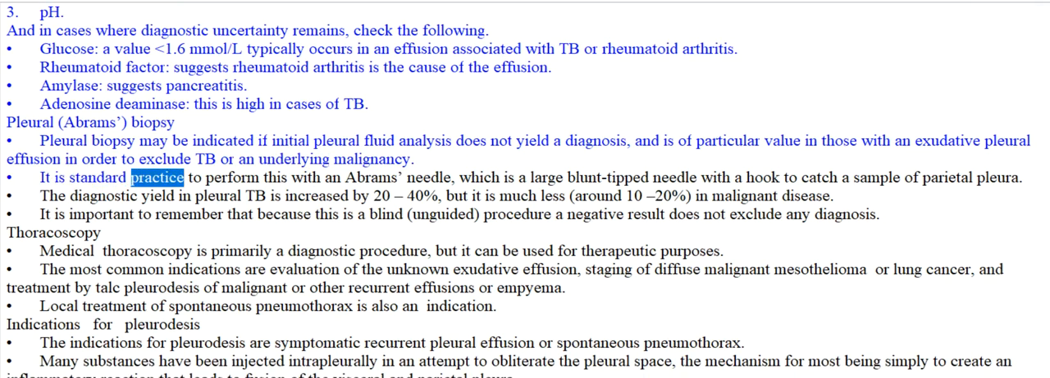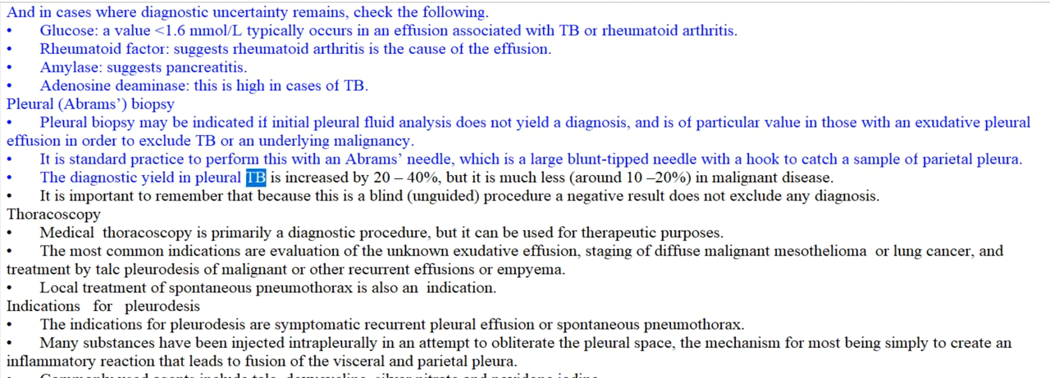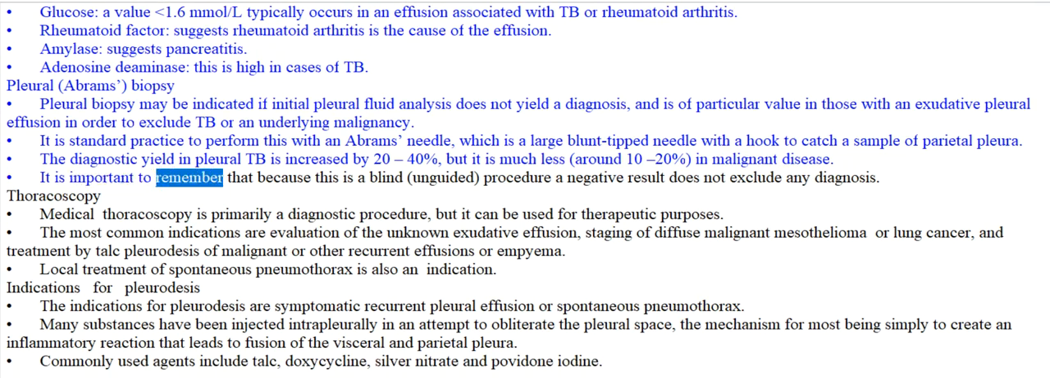It is standard practice to perform this with an Abrams needle, which is a large blunt-tipped needle with a hook to catch a sample of parietal pleura. The diagnostic yield in pleural TB is increased by 20 to 40%, but it is much less, around 10 to 20%, in malignant disease. It is important to remember that because this is a blind, unguided procedure, a negative result does not exclude any diagnosis.